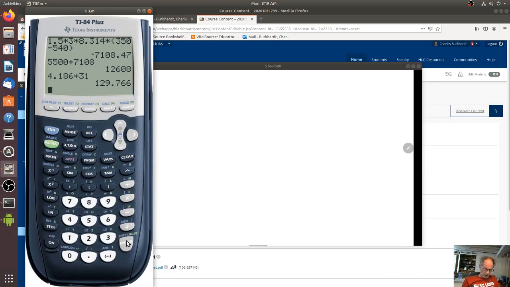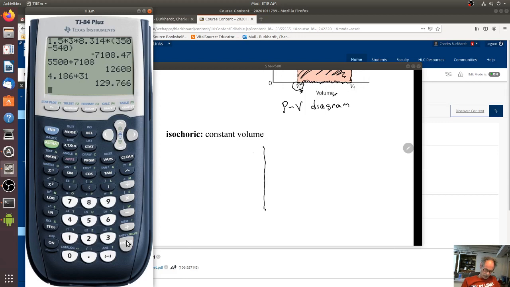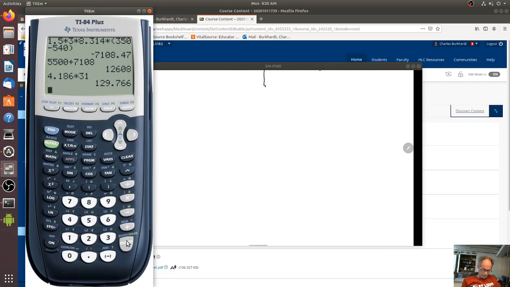a constant volume process. What does that look like? Well, here's my pressure axis. And here is my volume axis. And I go at constant volume. That process is going to be a vertical line here. Notice there's no area under that curve, so the work is equal to 0 for a constant volume process.